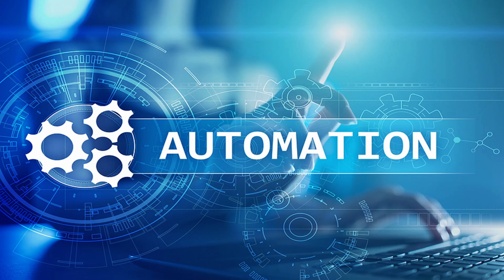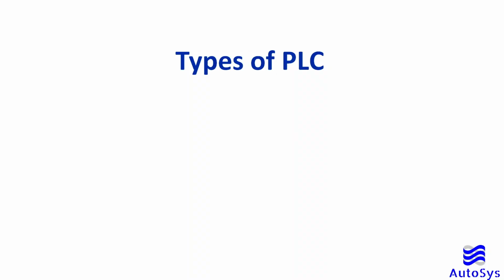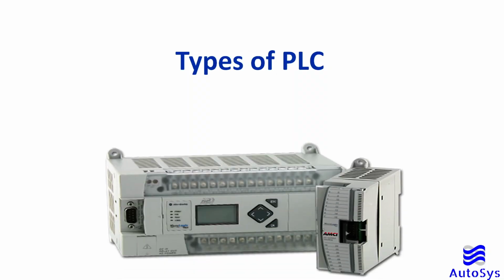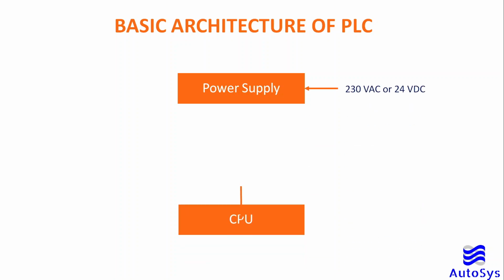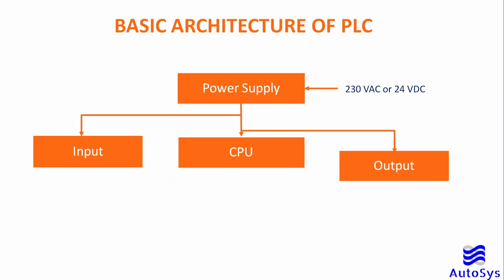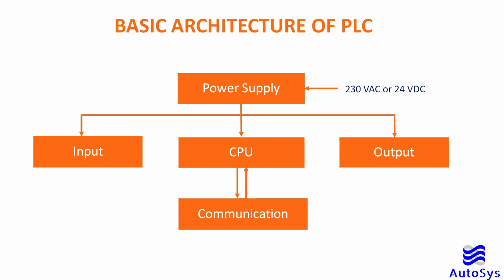I am Nitin from AutoSys, and today we are going to see the types of PLCs. In the previous session we saw the basic architecture of a PLC, where we saw modules like the power supply module, CPU module, input module, output module, and communication module. Through the communication module we can download and upload the program to the PLC, which is also used to network the PLC with other devices like HMI and other PLCs.